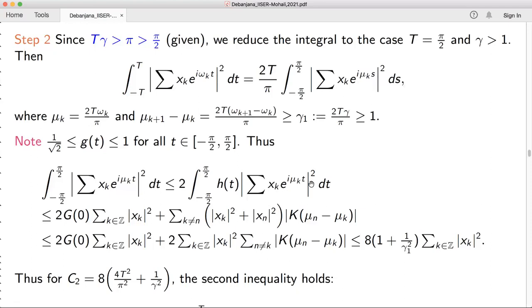This is g_t times that summation, and then again we do the series expansion and so on. And this is again a typo: it is not capital K, it is capital G, as we just saw in the previous slide. If we do everything exactly the same way, we know the estimate of that capital G at mu n minus mu k, with the summation over n not equal to k. That is also 4 by gamma 1 squared, as we have just above.